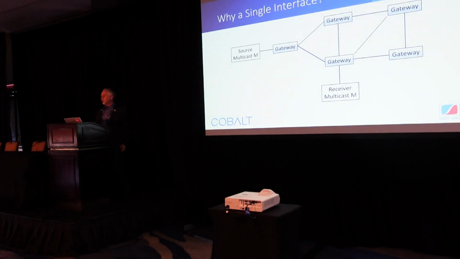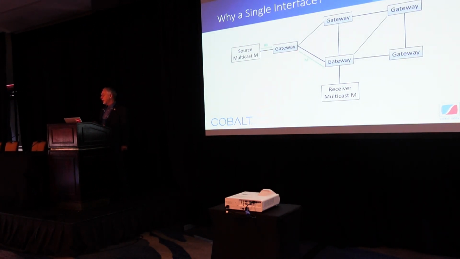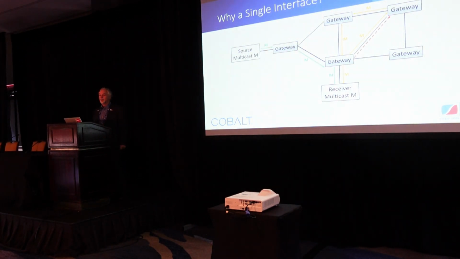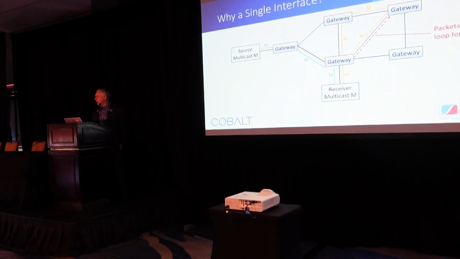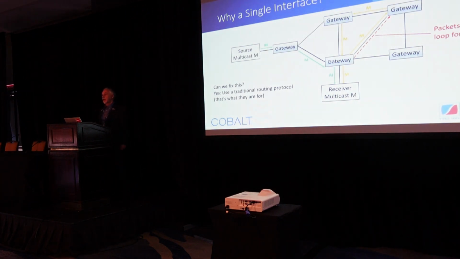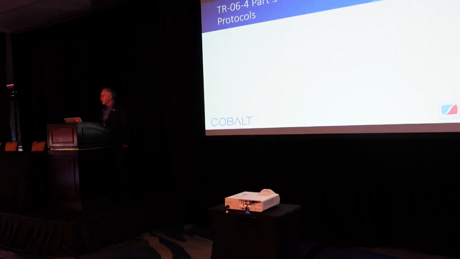So what happens if you don't do that? I have a mesh network, a source multicast, and a receiver for the multicast. The source sends it, the gateway sends it that way, and it gets there. Fine. But also, that gateway sends over there, comes back over here, comes over here. Oh, another copy. Oh, it goes there again. You have a loop, right? So you need to have a distribution tree. Those packets will loop forever if you do that. Can we fix it? Yes. At that point, you just walk away from part 5 and use a traditional multicast routing protocol.